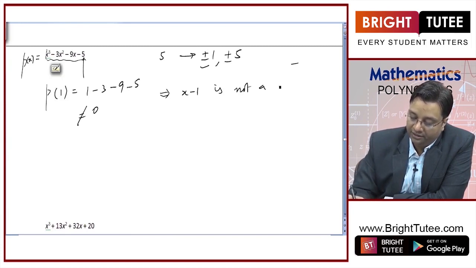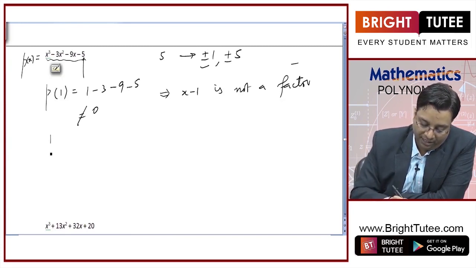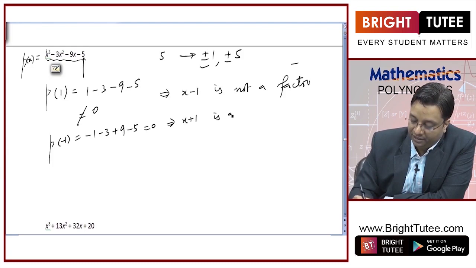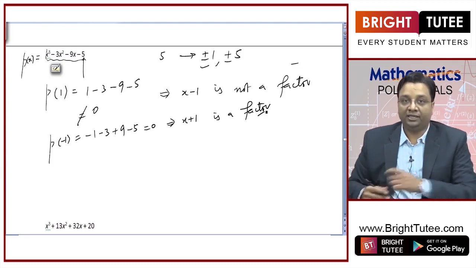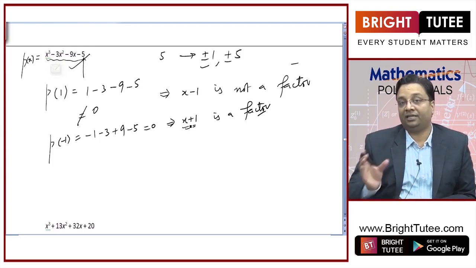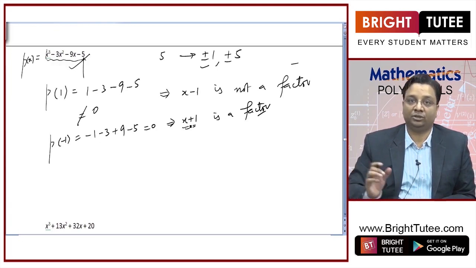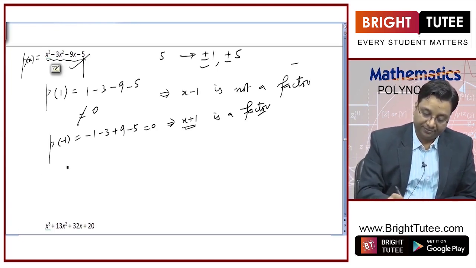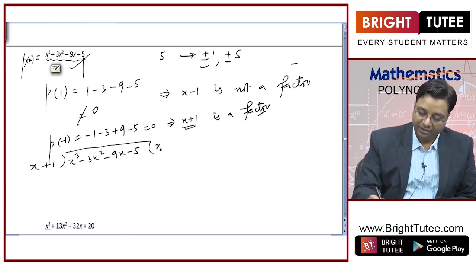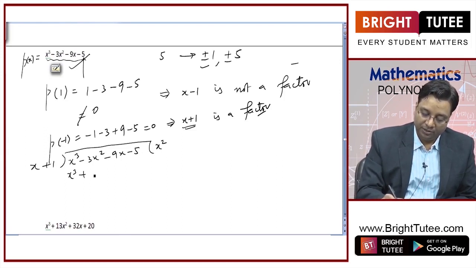Now I'll check p of negative 1. See, minus 1, minus 3, plus 9, minus 5. Yes, this is equal to 0. Hence x plus 1 is a factor. Now that I have got a linear factor, I will divide this cubic polynomial by this linear factor and I will get a quadratic polynomial as its quotient. Okay. So let me divide. x cube minus 3x square minus 9x minus 5 when divided by x plus 1 will give me x square here.